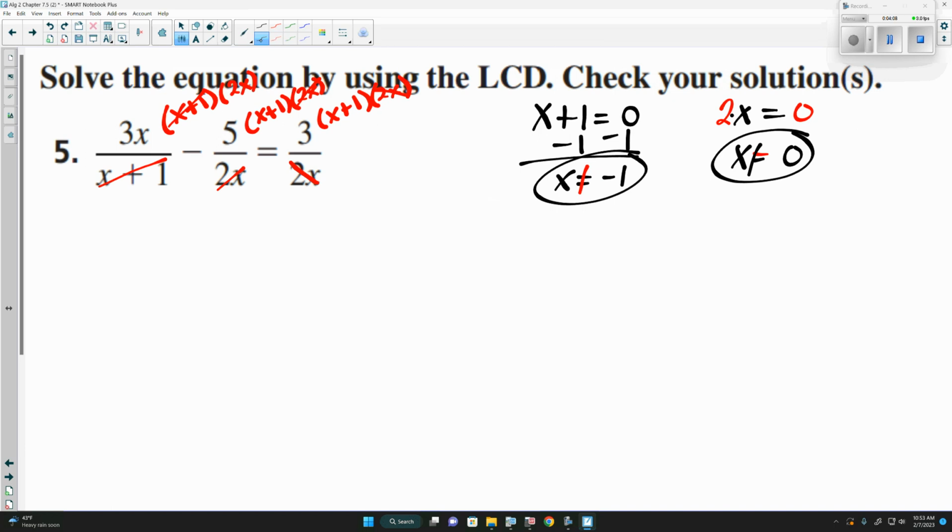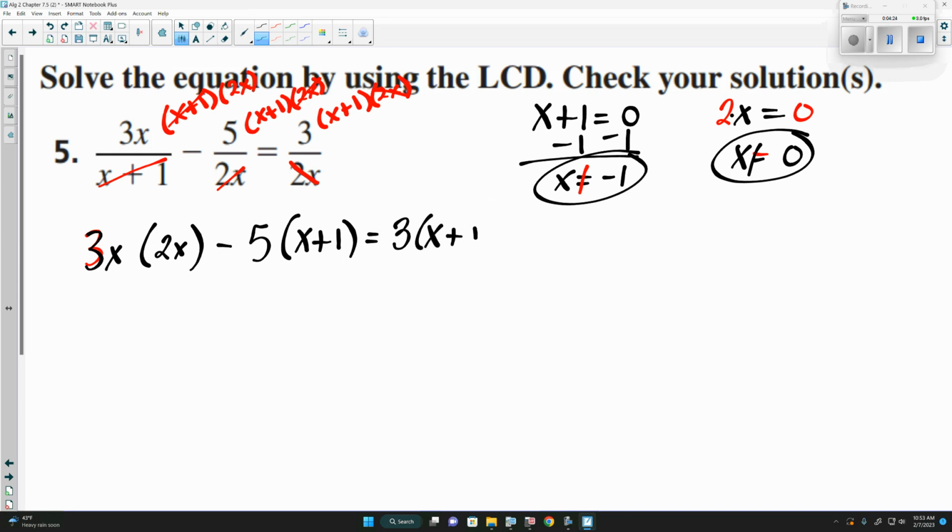In the first one, we have the 3x in the numerator, and it's being multiplied by 2x. We have the negative 5 times x plus 1 is equal to 3 times x plus 1. Questions?